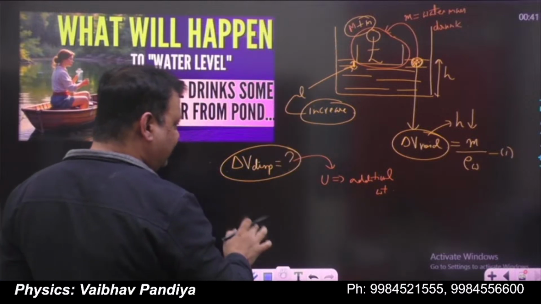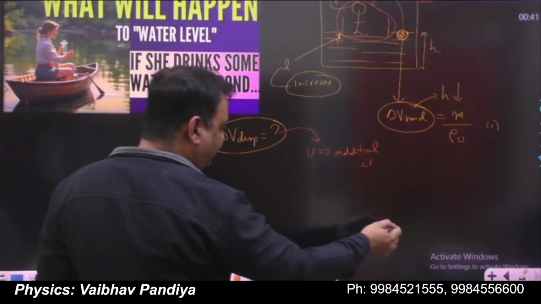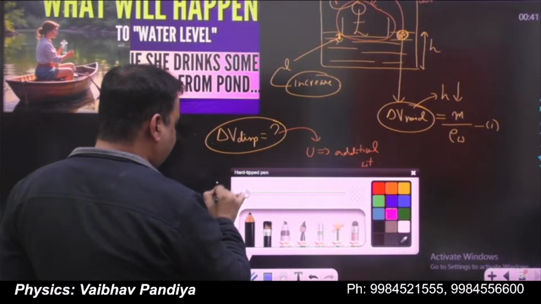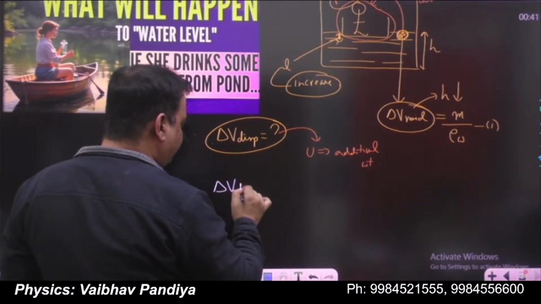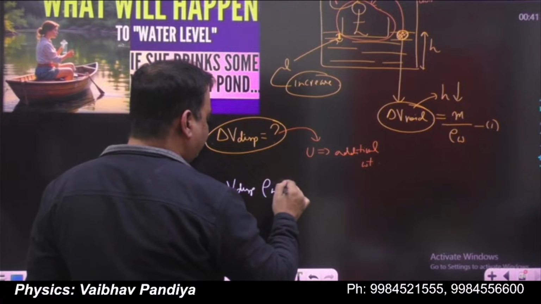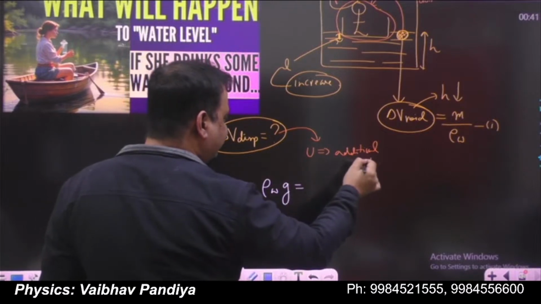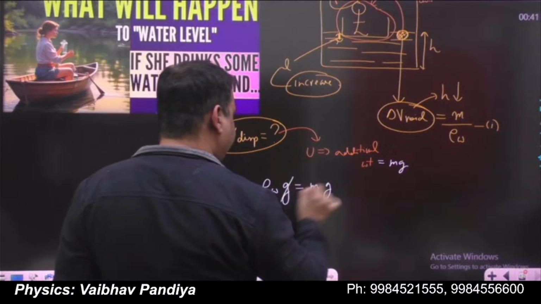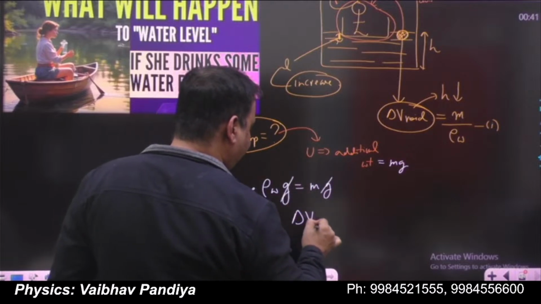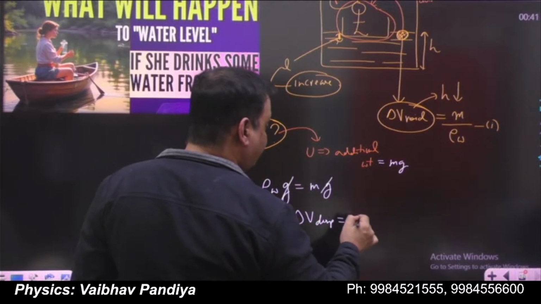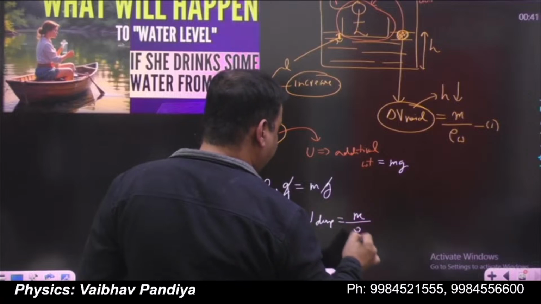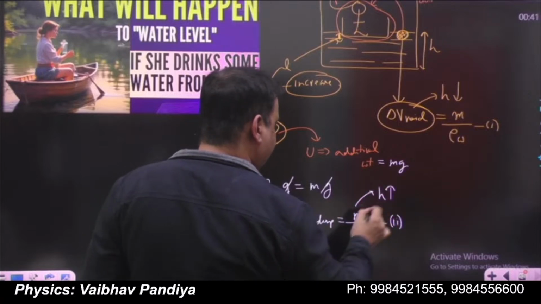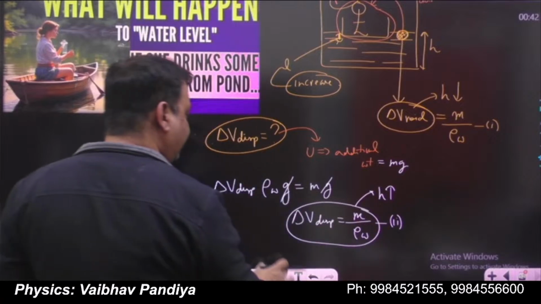Now we have to find the change in volume, that is the further volume displaced. So we can write upthrust equals volume displaced times density of water times G, and what is the additional weight? That is mass of the water times G. So G will get cancelled away and you will get volume displaced is what? Mass divided by density of water, and this will be responsible for increasing H, correct?